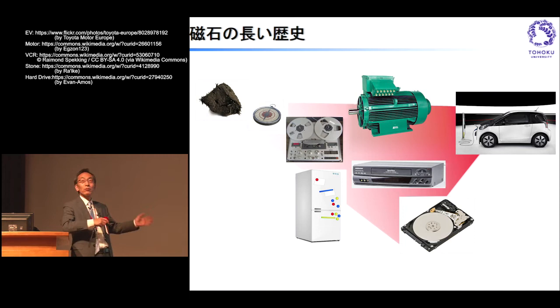This is a lodestone. This appears in ancient Greek documents, around the 5th century BC, so it's been about 2,500 years since the lodestone appeared in documents. Maybe the younger generation doesn't know it, but this is an open reel tape recorder, and you also have hard disks, compasses, electric vehicles. So magnets have been used in many different areas and products. But the usage is the same: once you create a magnet, you just apply it without changing the property of the magnet. But what I'm talking about is that we are able to change the property after the magnet is created. So this is a new dimension of the usage of magnets.